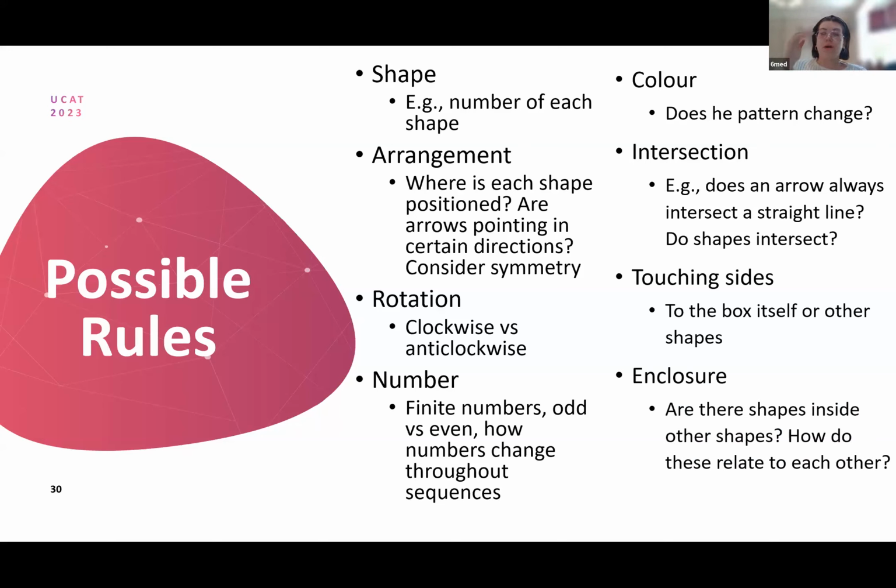And then enclosure: are there shapes within other shapes and how do they relate to each other? For example, if there's a shape inside a white shape, will that shape always be black? And how does that change when things change? If there's a square on the outside, is there always an upside down star inside? But if it's a circle on the outside, the star's the correct way up, that kind of idea.